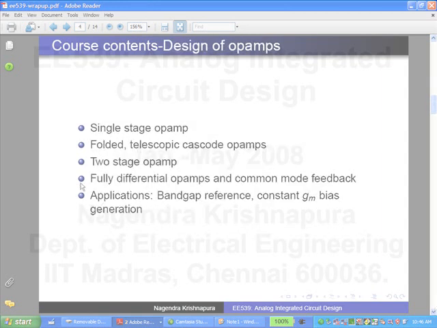The band gap reference, I think you got the idea by working it out in the first assignment. The constant GM bias generation we didn't do at all, but if you remember, in the first assignment there was a circuit involving transistors with different widths, and there was a resistance in series, very similar to the band gap structure but with MOS transistors. If you apply feedback to that, then that also gives you a current which tends to make the GM constant over temperature. Normally we have learned how to bias a transistor at a constant current and of course at a constant voltage, but you can also bias it at a constant GM, but the bias generation circuitry needs to be more complicated.